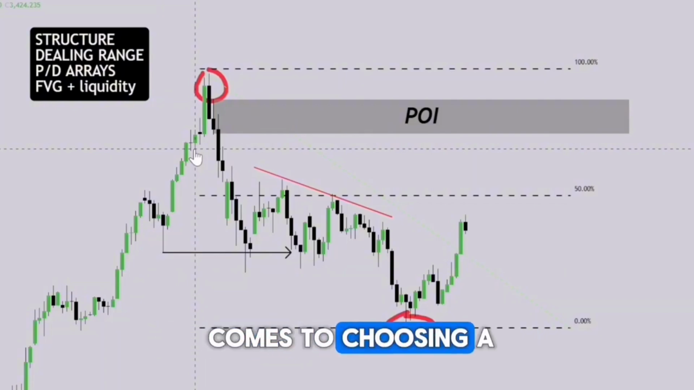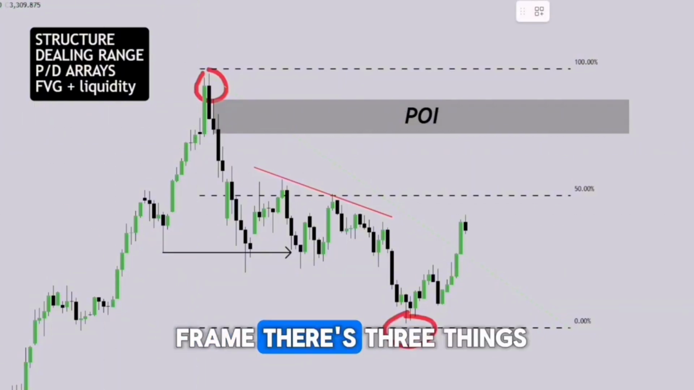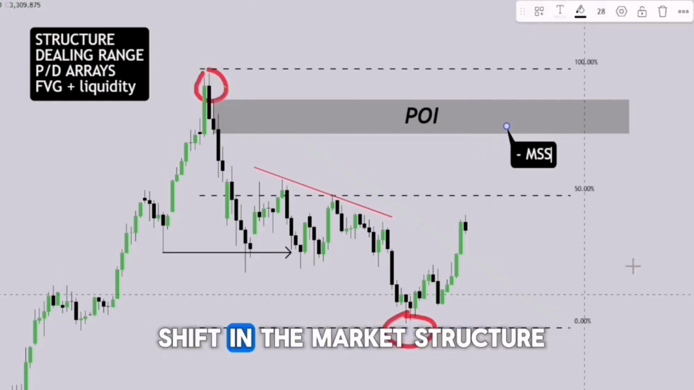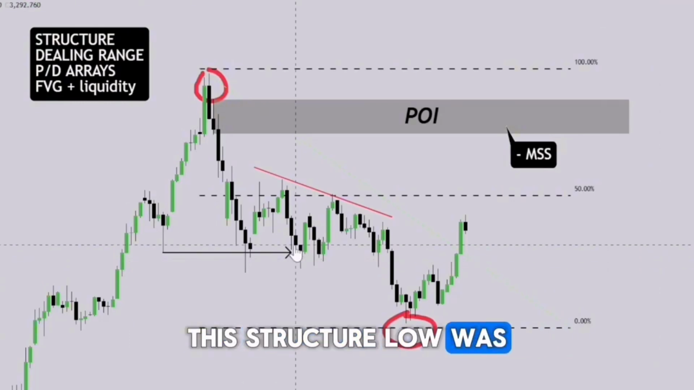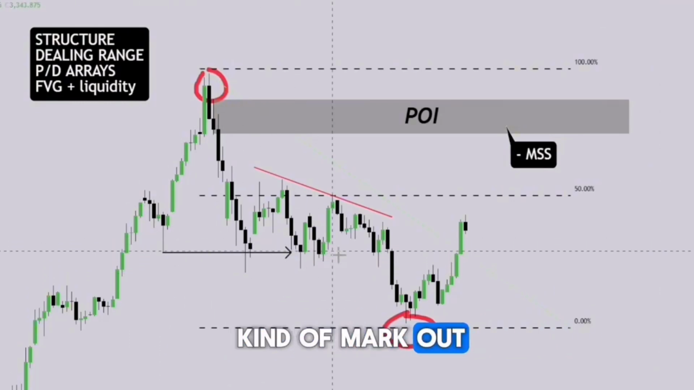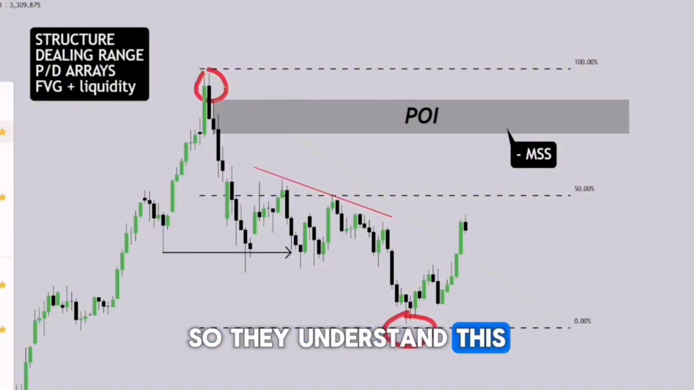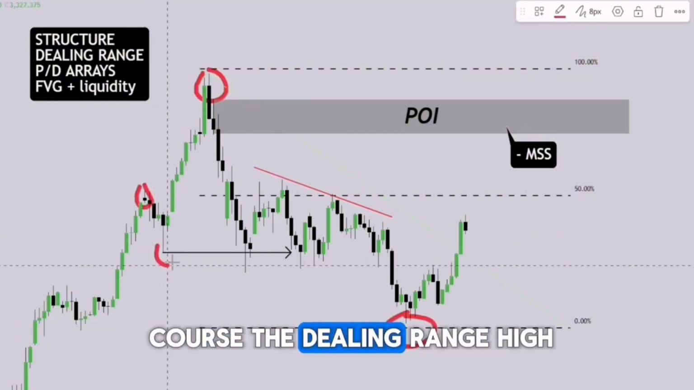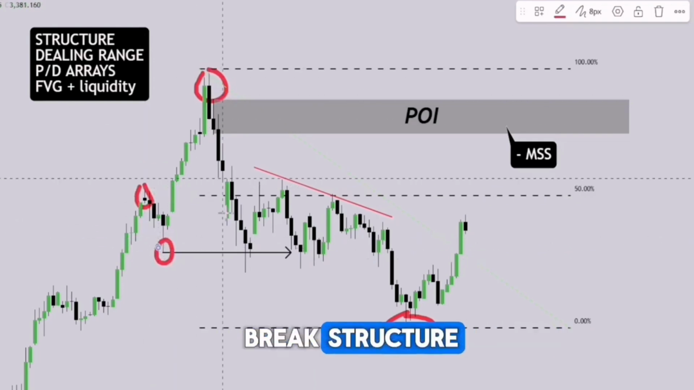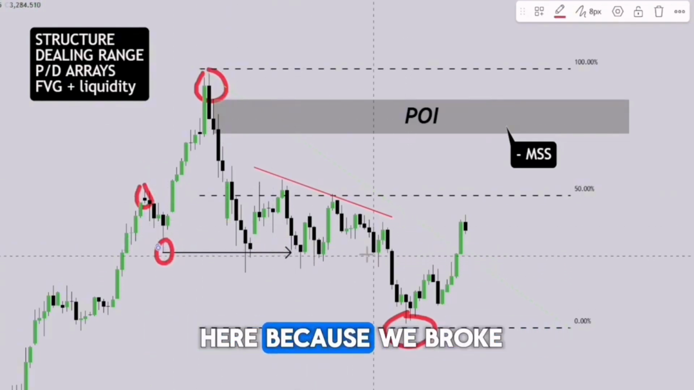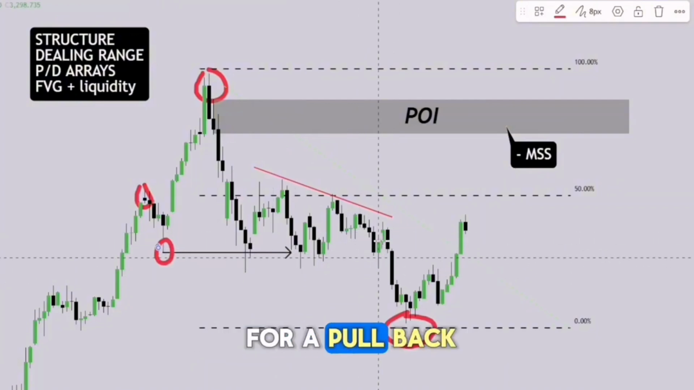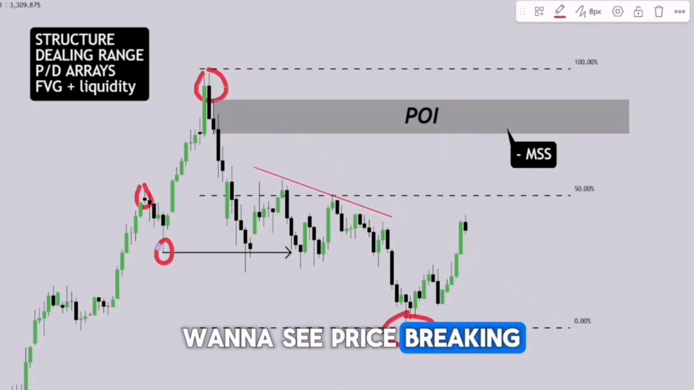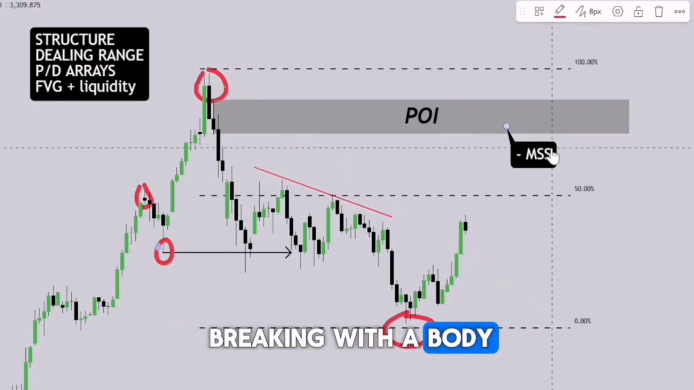And so when it comes to choosing a point of interest on the higher time frame, there's 3 things you need to look for. The first is a break of market structure, right? You want to see a shift in the market structure. This structural low was broken over here, right? So if I just mark out the structure for people so they understand, this is how I'm looking at it. I'm looking at structural high, structural low, then of course the dealing range high, and then boom, we break structure. We actually broke structure here because we broke with the body, and then we're looking for a pullback to confirm this structural low. So that is step number 1. We want to see price breaking with a body.